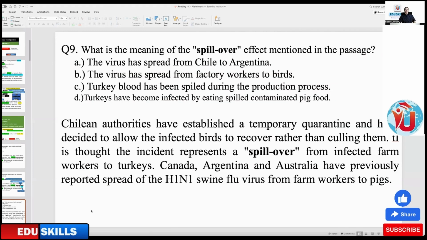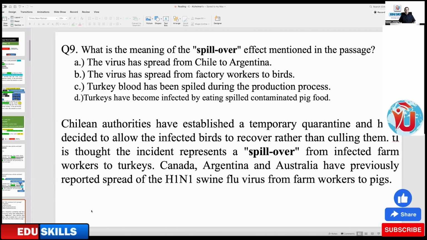Q9. What is the meaning of the spillover effect mentioned in the passage? A. The virus has spread from Chile to Argentina. B. The virus has spread from factory workers to birds. C. Turkey blood has been spilled during the production process. D. Turkeys have become infected by eating spilled contaminated pig food.